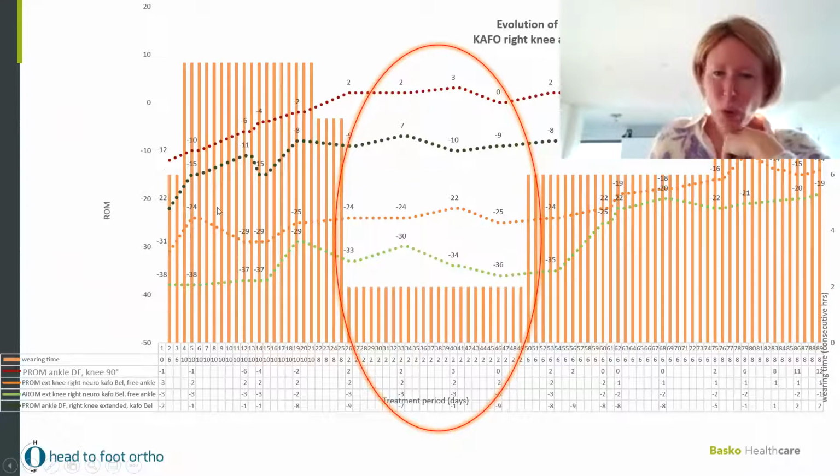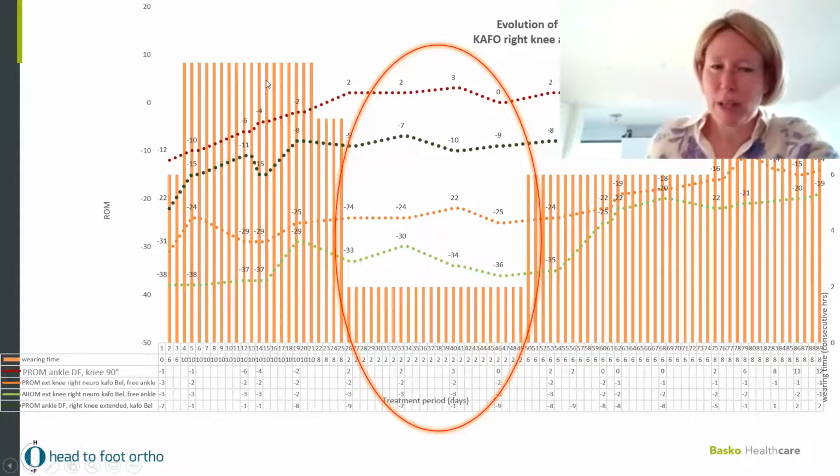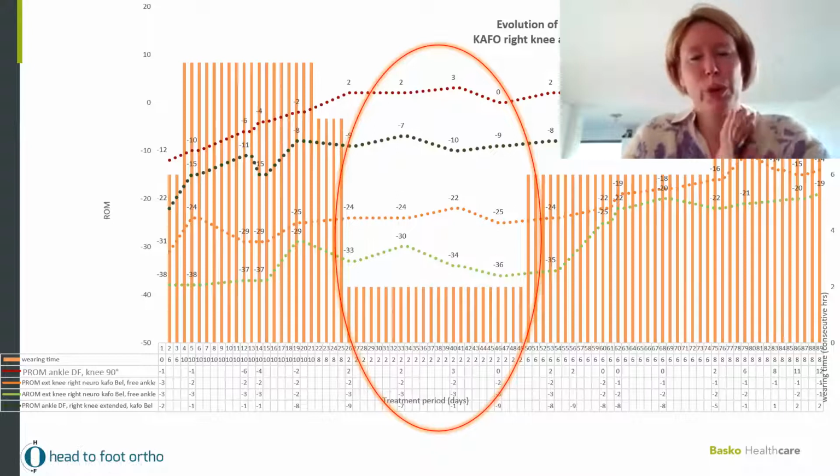You can see we have an evolution. You can see here the ankle and there is the knee, extended knee and flexed knee. But you can see here the little orange bars are the wearing time. Well, the wearing time is very interesting. We started in a real hot summer. We're not used to that in Belgium.